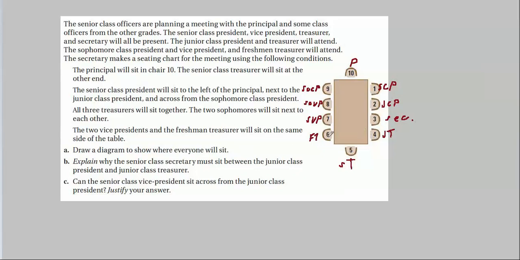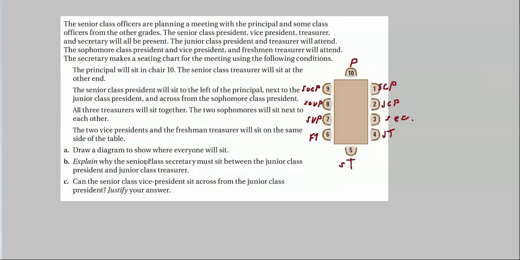Because the freshmen had to be on the same side as the vice presidents. That put the freshman treasurer here. We're given that the senior treasurer is here. They all have to be next to each other. That puts the junior treasurer there. And we already figured out the junior class president had to be there because he has to be next to the senior class president, who is to the left of the principal. And that only leaves one spot for the secretary.